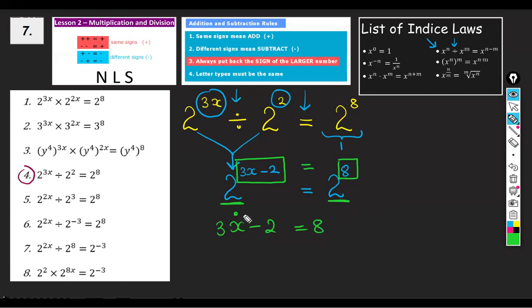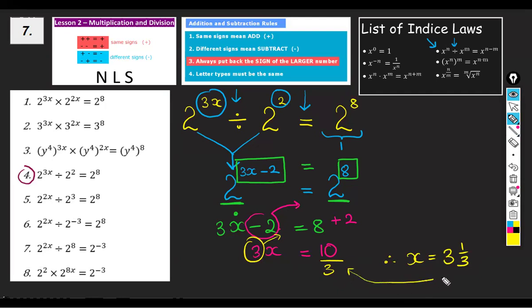And this is where your algebra skills will come in now. To solve for x, you throw across minus 2, you get positive 2. 8 plus 2 is 10, so you get 3x is equal to what? 10. We still have to solve for x. The 3 is a multiply, you get a divide. Therefore, x is equal to 10 on 3, or 3 and 1/3. Anyhow you want to write it. 10 on 3 is the same thing as 3 and 1/3.